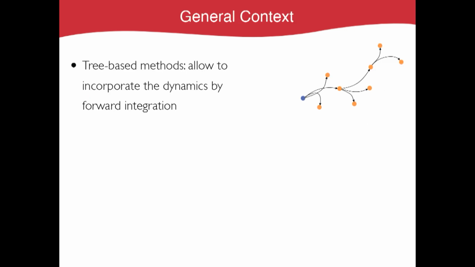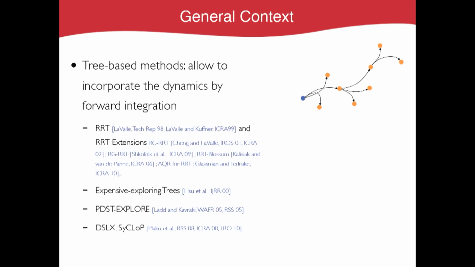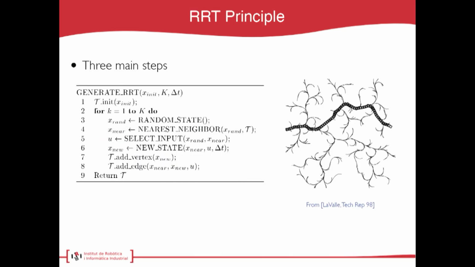If you look at the general context of this work, most of the methods that work with differential constraints are using tree-based methods because they allow incorporating the dynamics of the system by forward integration of these dynamics. So there is a lot of different work on this tree-based approach, and many of them are using the RRT methods and their extensions, and this work is also a continuation of these extensions. So why use RRT?